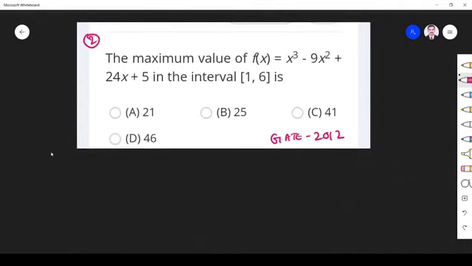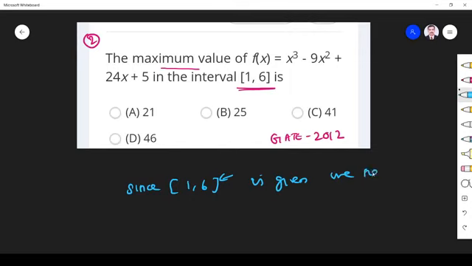Next question: the maximum value of the function f of x is equal to x power 3 minus 9x squared plus 24x plus 5 in the interval. They gave the interval 1 to 6. If they give an interval, we have to find global maxima. They ask about maxima, so since the interval is given, we have to find global maxima. Since the interval 1 to 6 is a closed interval, right?